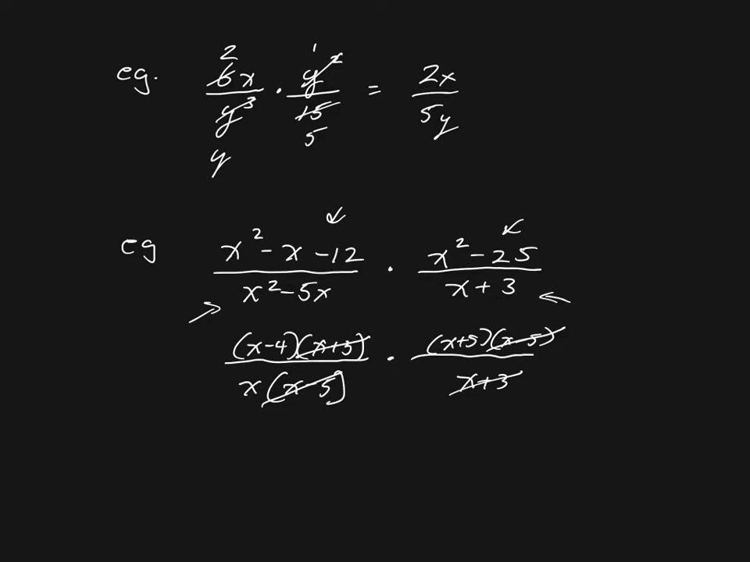And that's it. The final answer, therefore, is going to be x minus 4 times x plus 5 over x. The one last thing that we didn't do is what? What should we have done here that didn't happen?